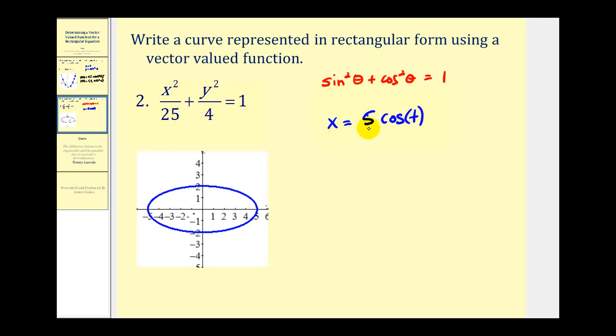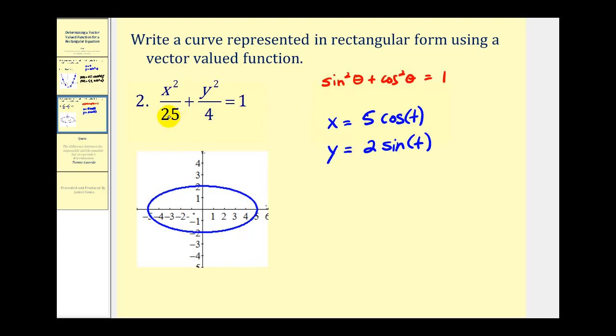Notice if we square 5 cosine t, we'd have 25 cosine squared t. The 25s would simplify out. And then if we let y equal, since this is 4, let y equal 2 sine t. Well, if we square y, we're going to have 4 sine squared t. This would result in sine squared t. And I'll go ahead and show how this works out.